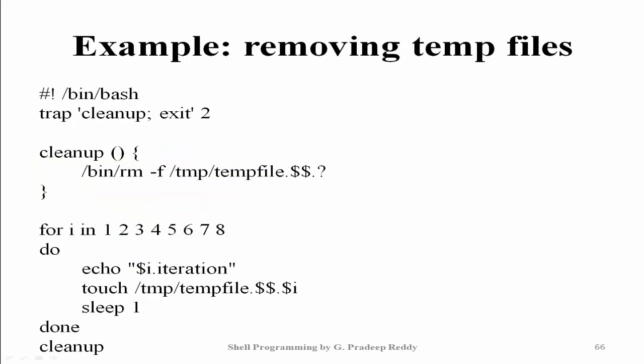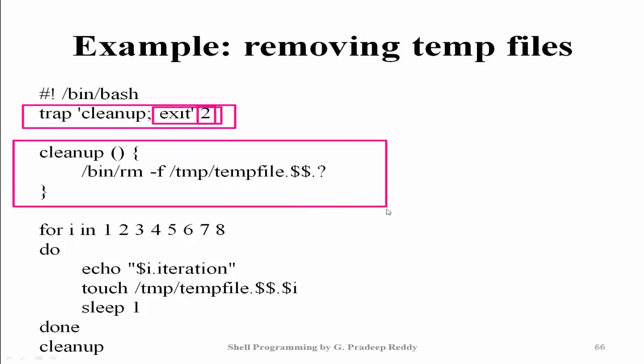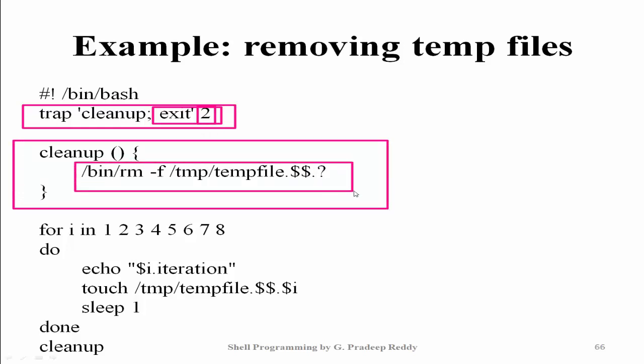If you want to remove the temporary files in Linux, you can use a trap, cleanup, exit status. Here you have specified a 2. Cleanup is a function which is going to remove the temporary files in bin. RM stands for remove, and here you specify the temporary folder and temporary files, $$ followed by question mark, all files in a particular folder. Now here you use a for loop, for i in 1 2 3 4 5 6 7 8, up to 8 times it will be executing.